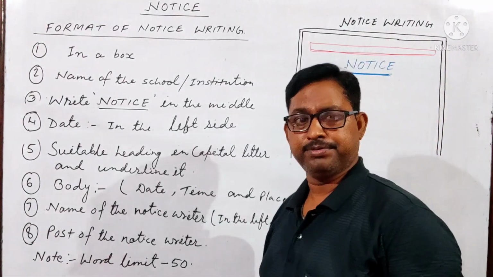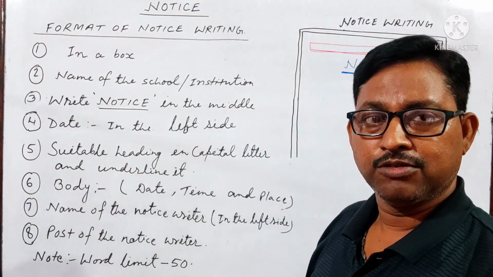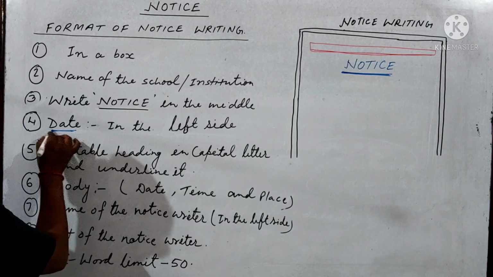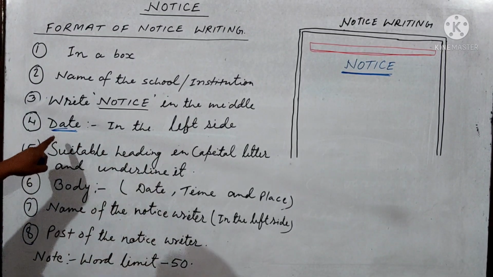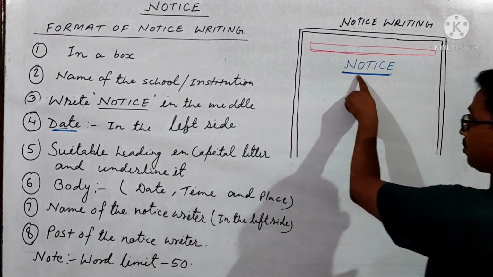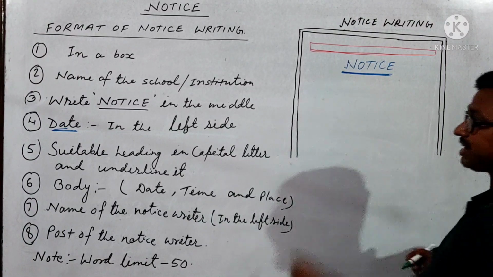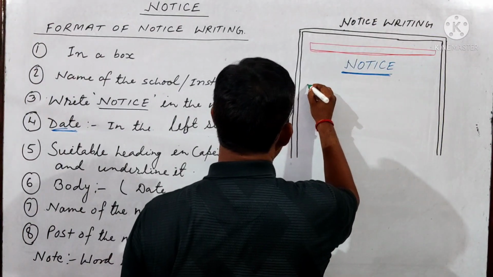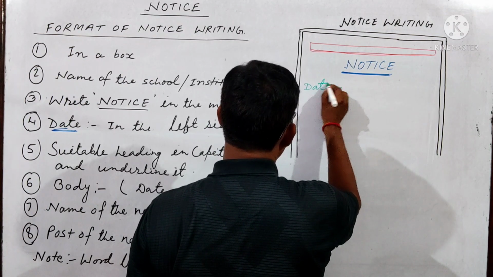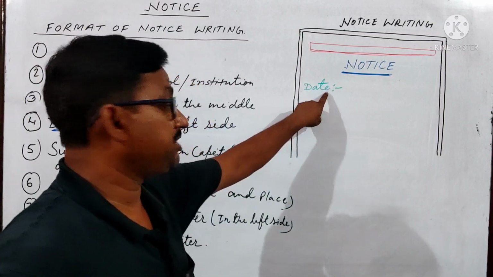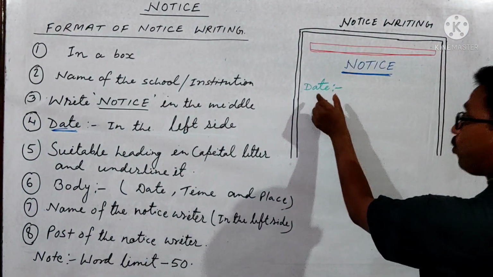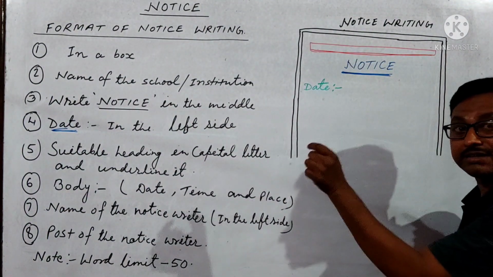The fourth step that you have to follow for writing a notice is to write the date. You have to write the date on the left side. After writing notice in the middle, you can also give one line gap and write the date this way. First you write DATE, and after writing it, you must follow the way by which a correct date is written.